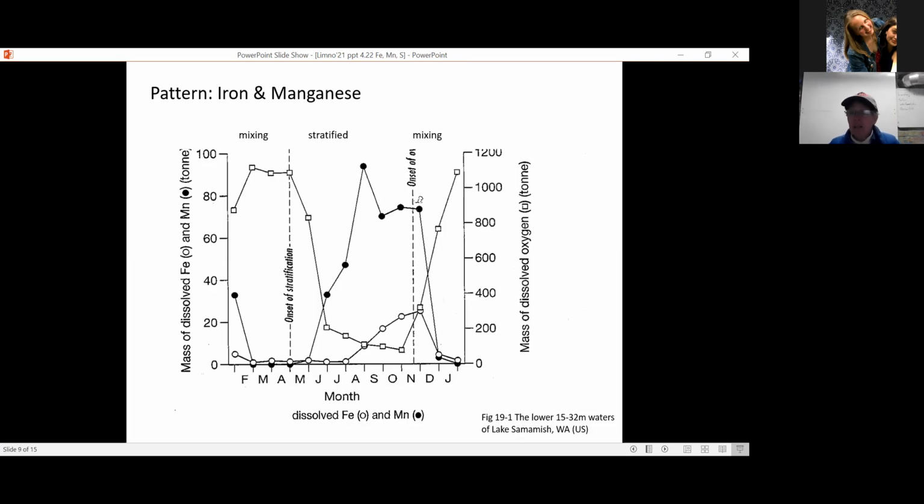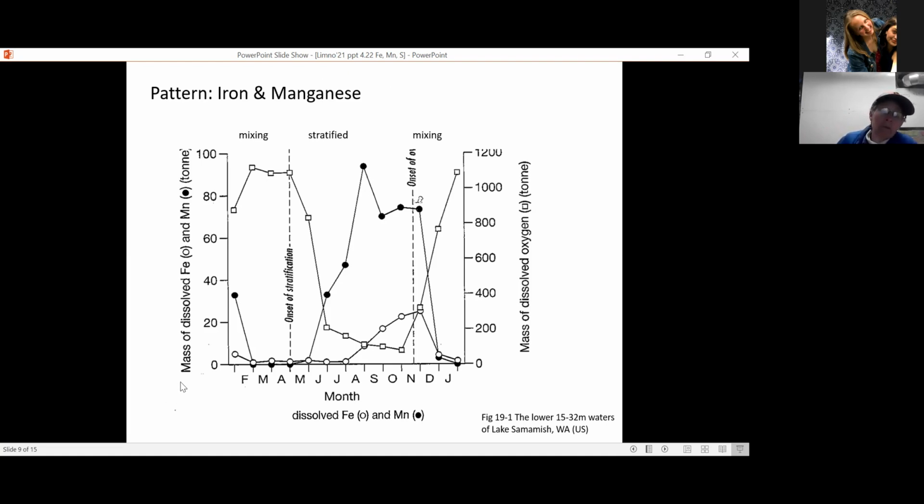All right, and like I said, manganese and the other metals have similar profiles, but we're focusing right now on the iron. What I want to show you now is the iron and manganese concentrations in a lake over time. This is basically the hypolimnion, although there is no hypolimnion when it's mixing. So this is just the bottom water, at 15 to 30 meters of Lake Sammamish near Seattle. So this is the iron and manganese concentration in the bottom water of the lake throughout the year.